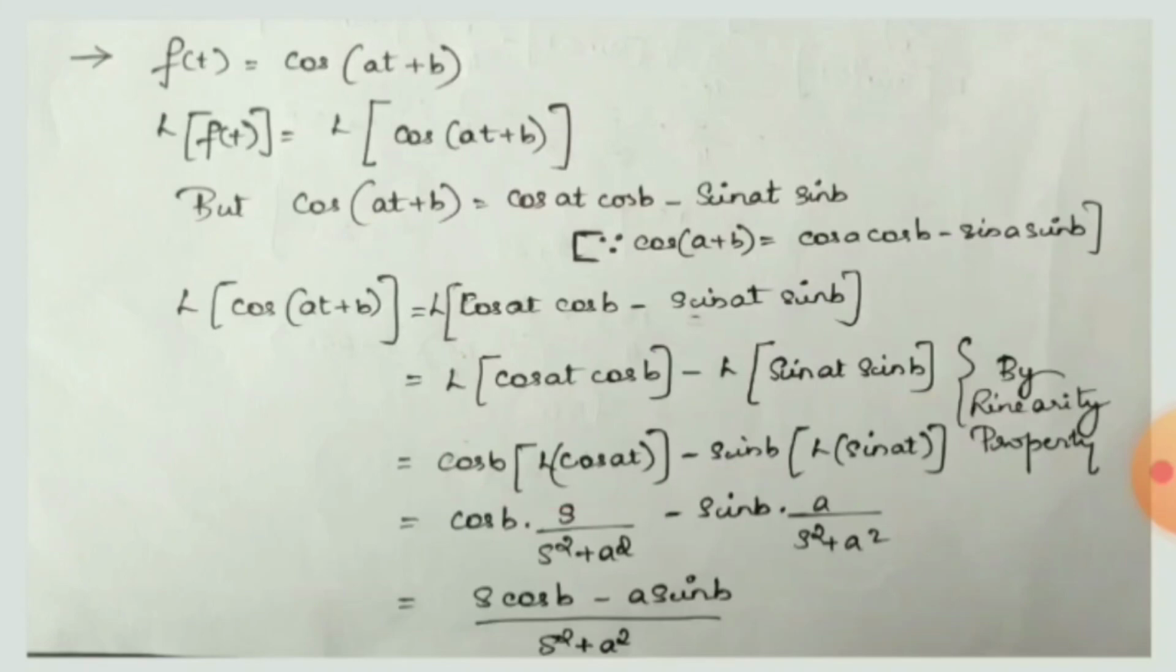So, cos b into s square by s square plus a square, because s by s square plus a square is the Laplace transform of cos a t, minus sin b into a by s square plus a square, because a by s square plus a square is the Laplace transform of sin a t. Therefore, it becomes equal to s cos b minus a sin b by s square plus a square.